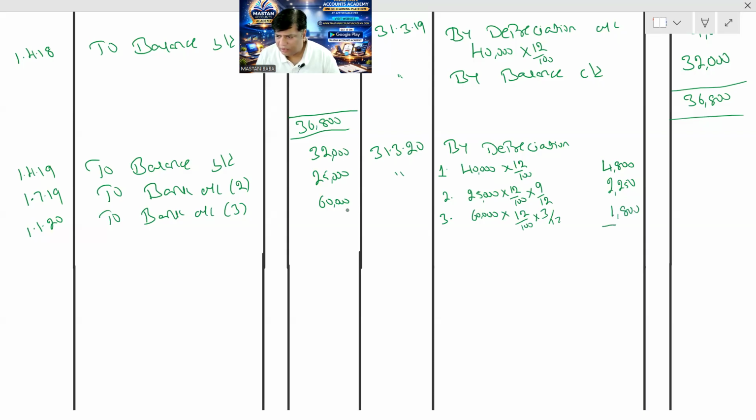So I have calculated each asset depreciation separately. When there is a sale of asset, it will be very useful to you in the next model. So just make the total of these three, 4,800 plus 2,250 plus 1,800. You'll get 4 to 7, 8,850. You'll get how much more? 8,850. And now make the total here.